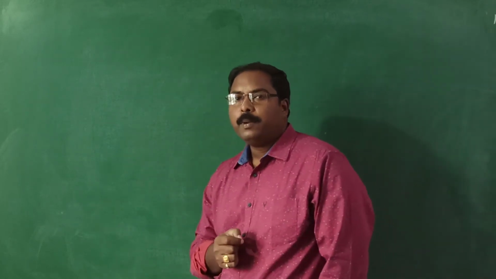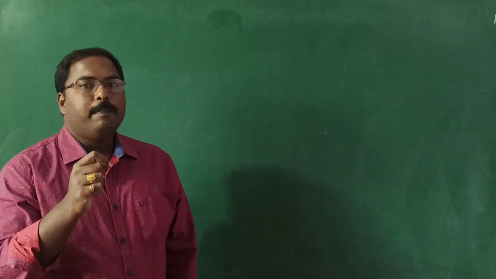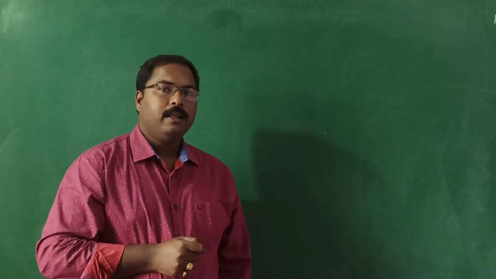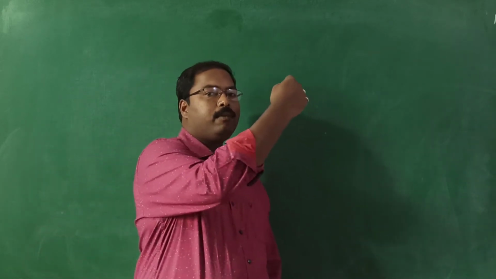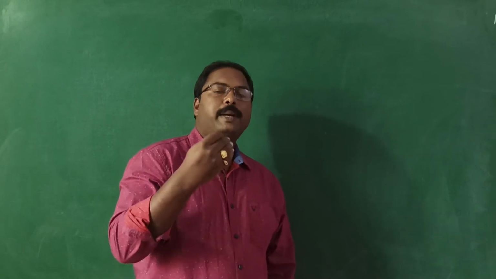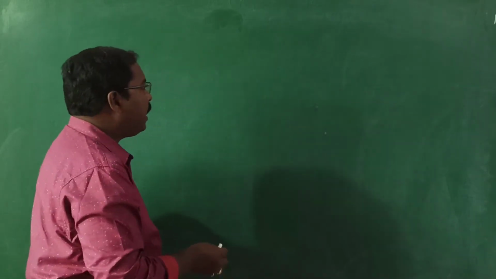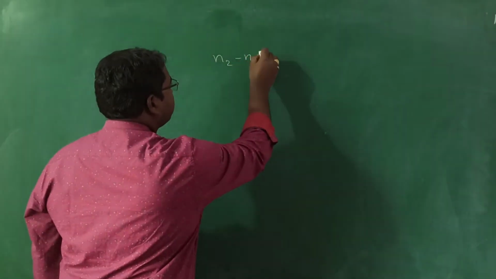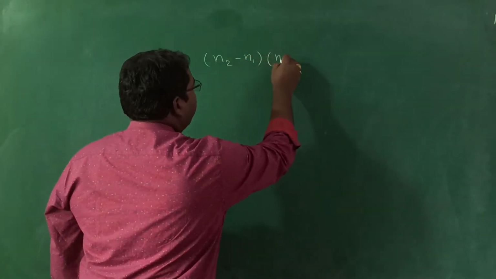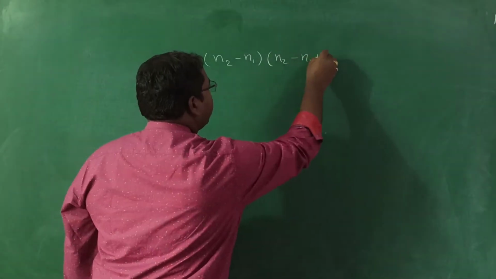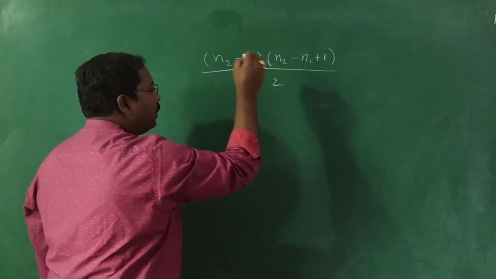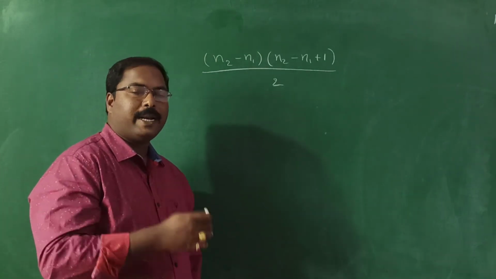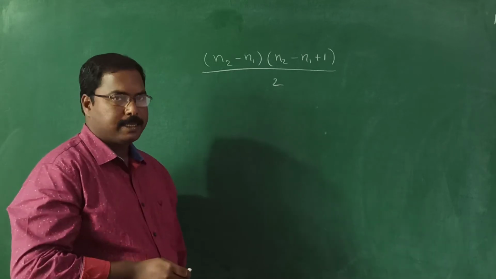Yesterday I gave one formula to calculate the number of spectral lines for an electronic transition. When an electron is jumping from any higher level to a lower level, the number of spectral lines obtained is given by n2 minus n1 into n2 minus n1 plus 1, divided by 2. This is the formula given to you yesterday.